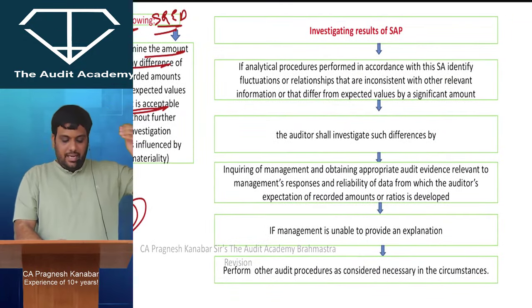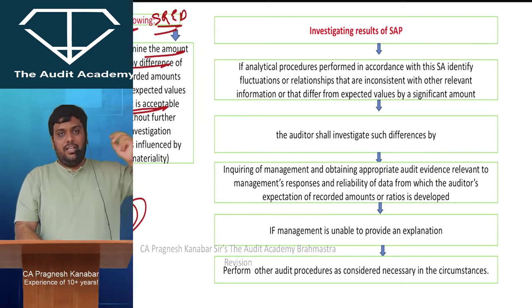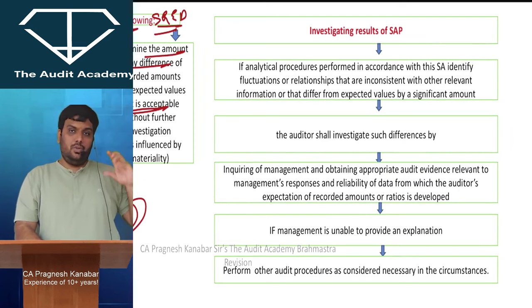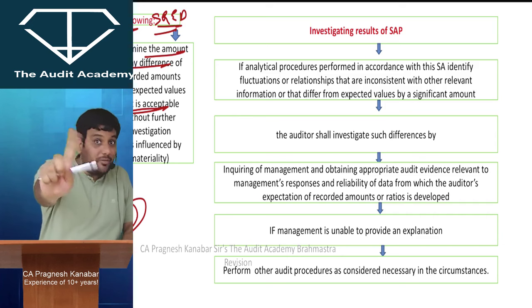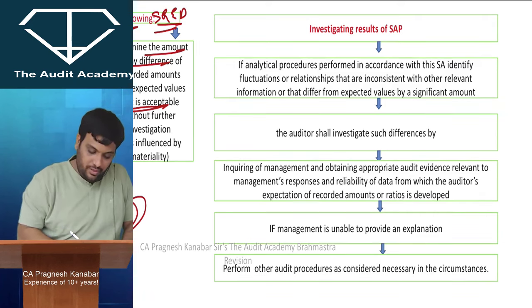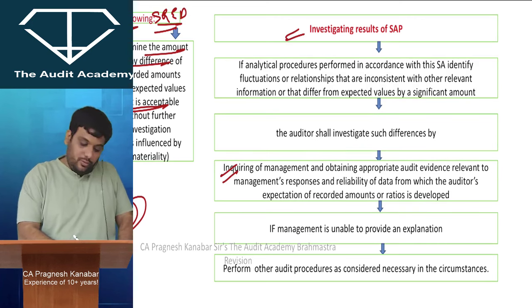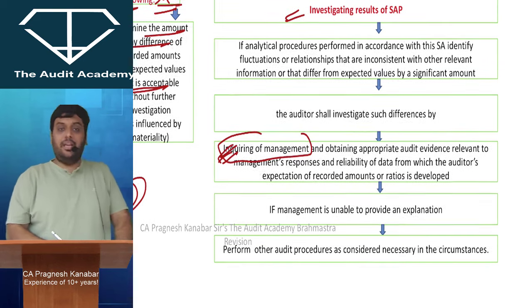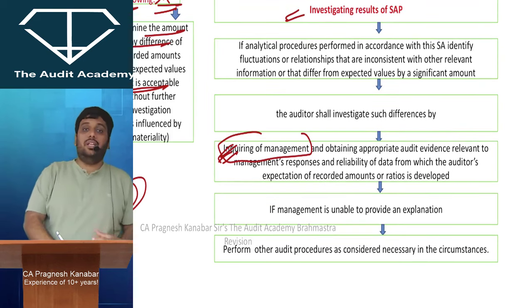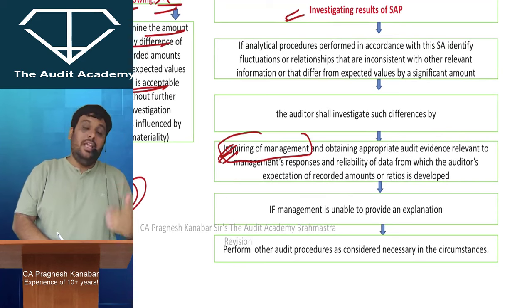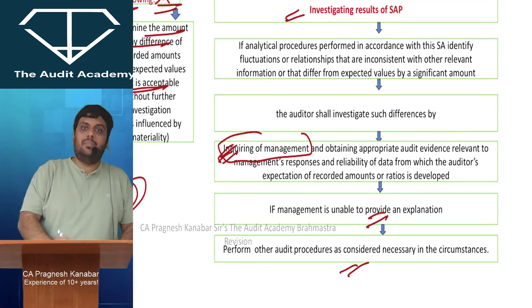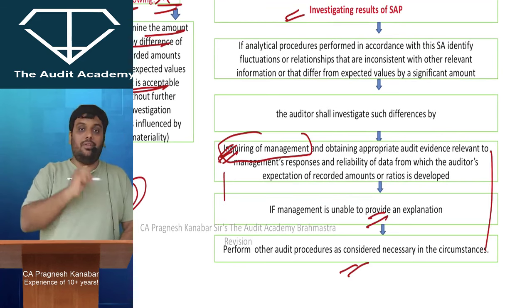after performing analytical procedures, I repeat, after performing analytical procedures, if there are FDIs, fluctuations, differences, inconsistent relationship, then first of all, straight away, don't say perform additional procedures. No. This is exactly the question they will set up. Then you have to say that first, we'll conduct inquiry of the management, we'll try to obtain a response from them, then we will try to understand that response. And if you're not satisfied with that, then we'll perform additional procedures. Please remember this sequence, all right?